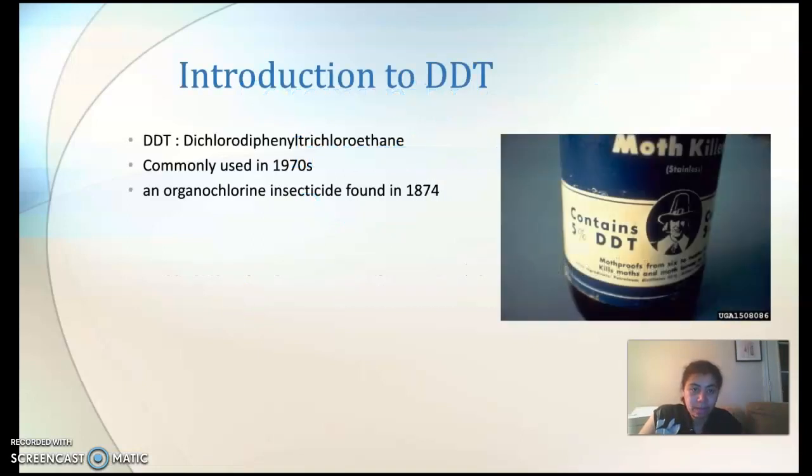So we're going to be talking about an insecticide called DDT. DDT stands for dichlorodiphenyltrichloroethane, and was commonly used in the 1970s. It's an organochlorine insecticide first made in 1874 in the USA. And right here I have an old picture of a moth killer, and it says it contains 5% of DDT.